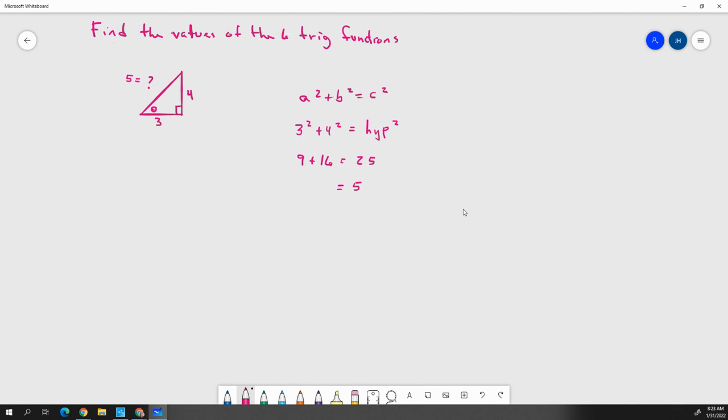So now I can find all 6 trig functions because I have all 3 side lengths. So we know that sine, SOHCAHTOA, so sine of theta equals the opposite over the hypotenuse, right? Some old hippie. So the opposite of theta is 4. The hypotenuse of theta, we just found out, is 5.